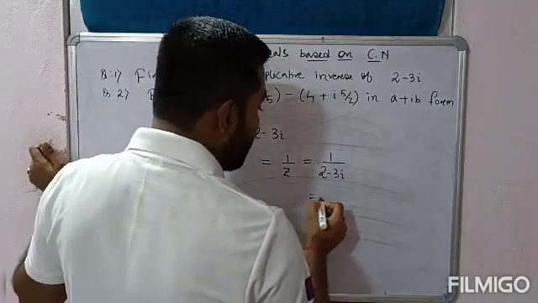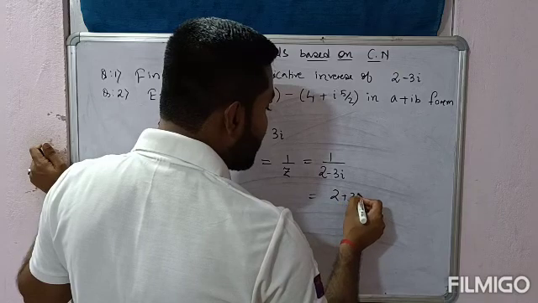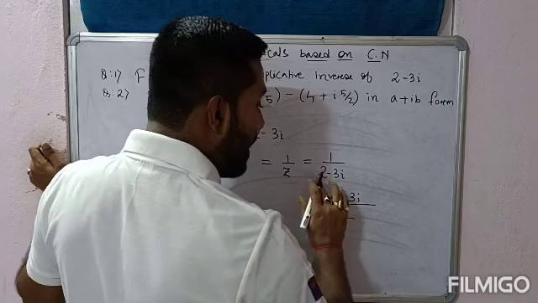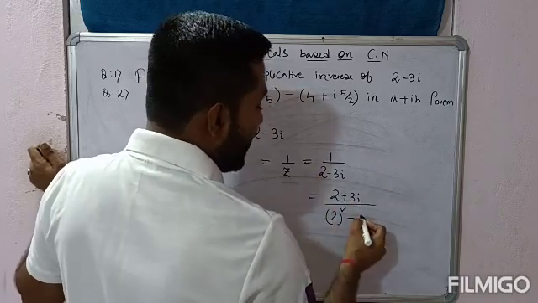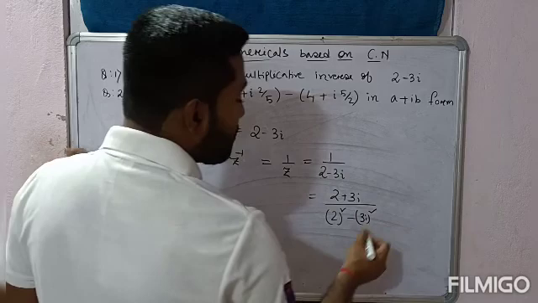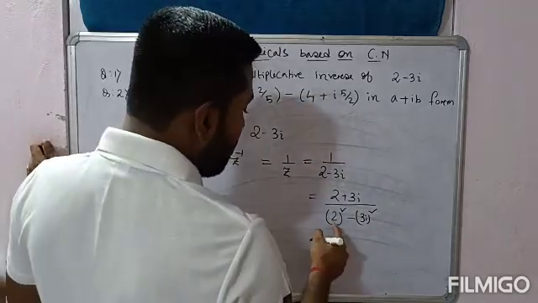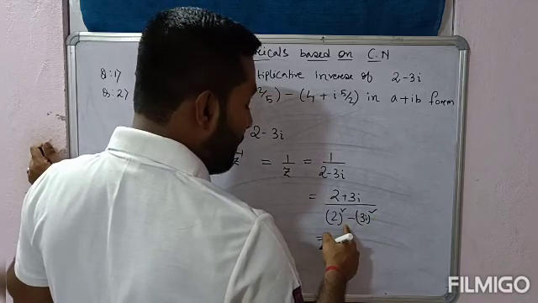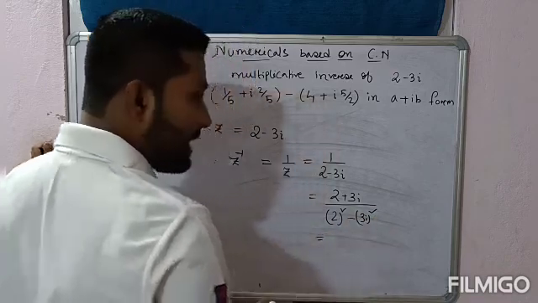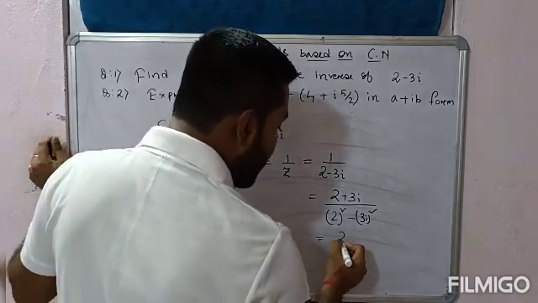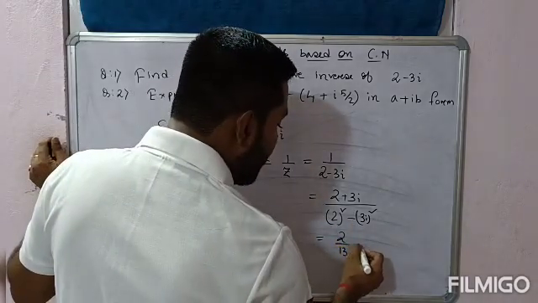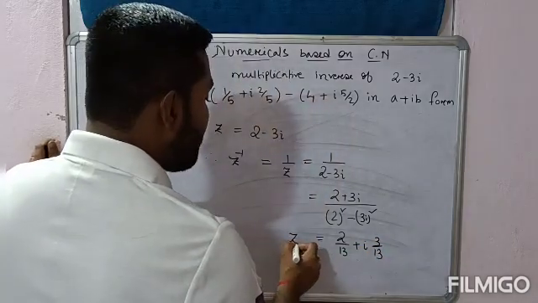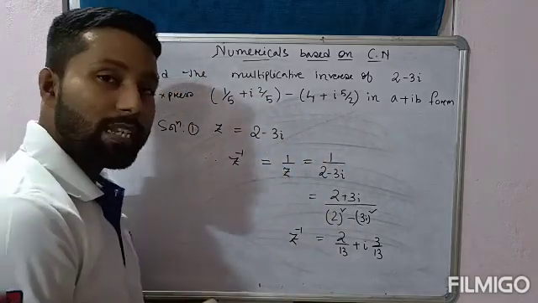So if I take the conjugate of the denominator, this will be 2 plus 3i in the numerator, and the denominator now looks like a minus b into a plus b, so it can be written as a square minus b square. Alright, so 2 square is 4, i square we know is minus 1, minus minus will become plus, so 3 square is 9, so 4 plus 9 is 13. So 2 by 13 plus i into 3 by 13. So this is the multiplicative inverse of the given complex number.